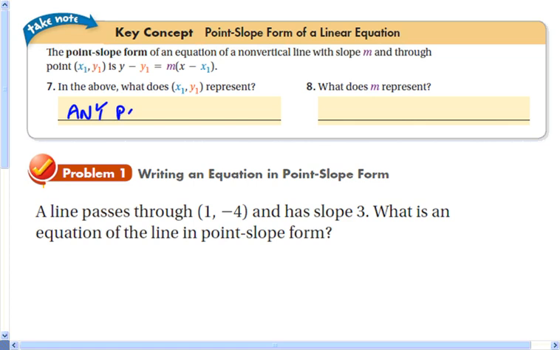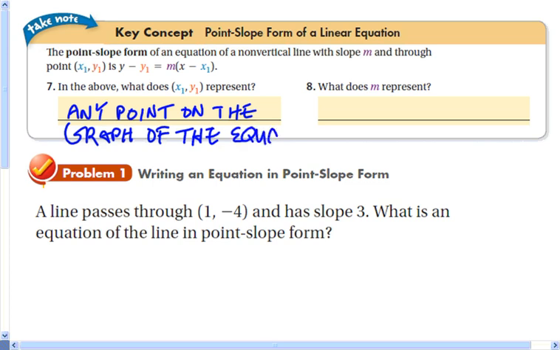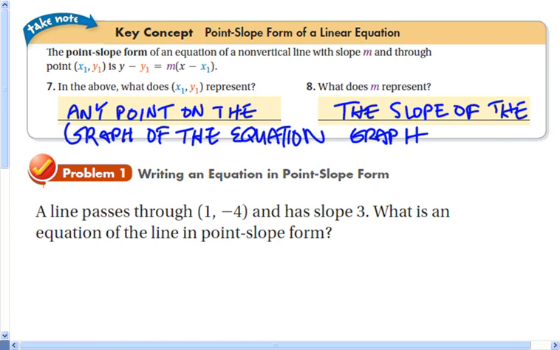Any point on the graph of the equation. And what does m represent? M represents the slope of the graph of the equation. So here's how it works.